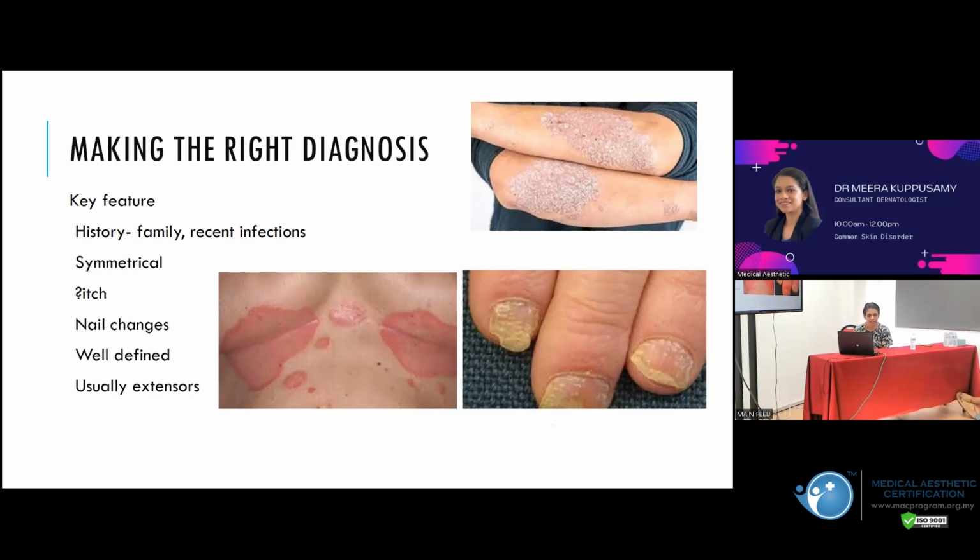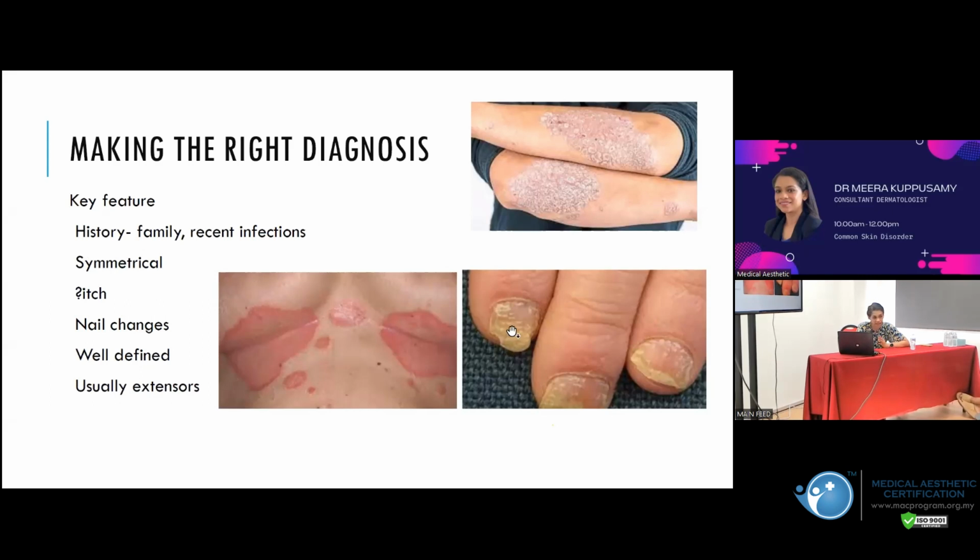And then it is usually symmetrical. Okay, you can see these ones are symmetrical. The inframammary also symmetrical. And they will always have a family history. Most of the time they do. Sometimes it's a distant relative, but they do have it. And they may have recent infections like URTI that generally precipitate it. Okay, it's sometimes itchy, sometimes not so itchy.